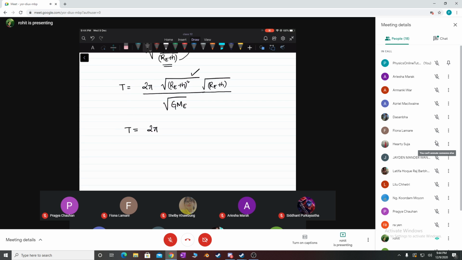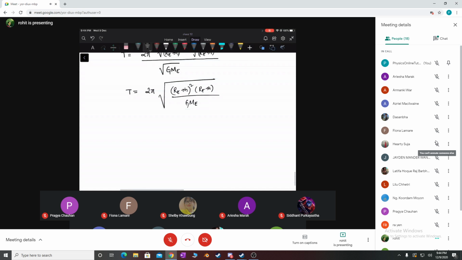I can say this also has root, and both are okay. Actually, I can write everything under a whole root. See, whole thing root: Re plus H square, and then we have Re plus H, because everything has root, divided by GME. That also has root, so I'm putting a single root right now. From here, I can simply write twice pi root over of Re plus H whole thing cube, divided by GME. So this is one of the ways to write this formula.